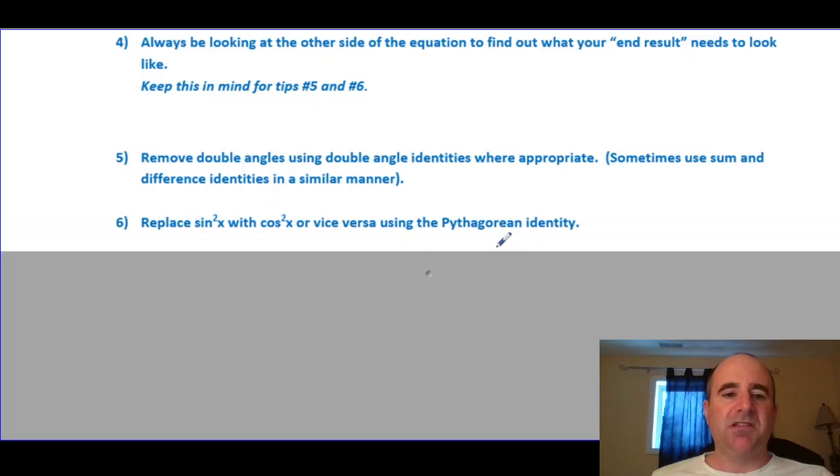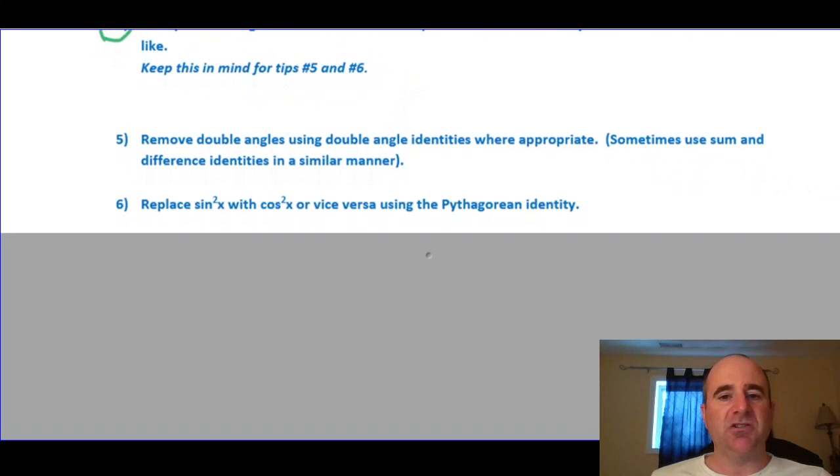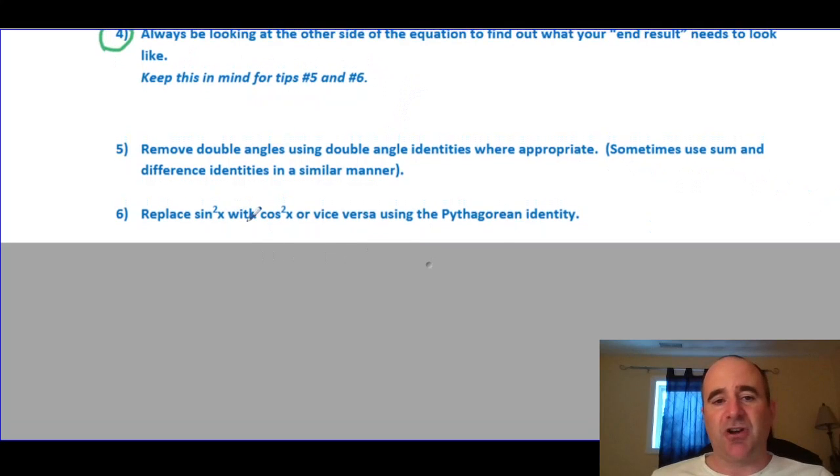And then replacing sine squared x with cos squared x or vice versa using the Pythagorean identity. It's a good idea, you don't always replace sine squared x with cos squared x. You don't always replace cos squared x with sine squared x. You use this tip right here to decide when it's appropriate to do that by looking at what your goal is and what you're trying to do. Okay, maybe you can also try doing it, and if it doesn't work, then just drop it and try something else, but always be looking at the other side.